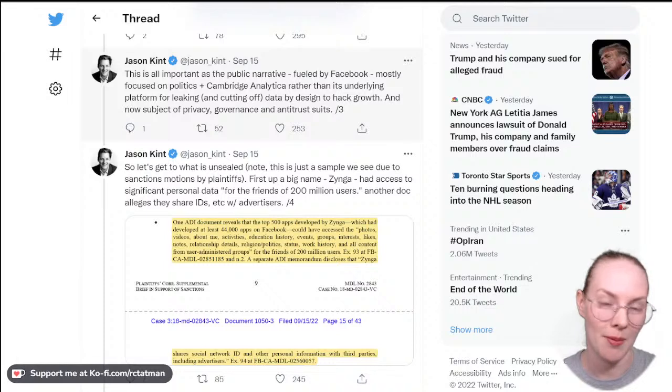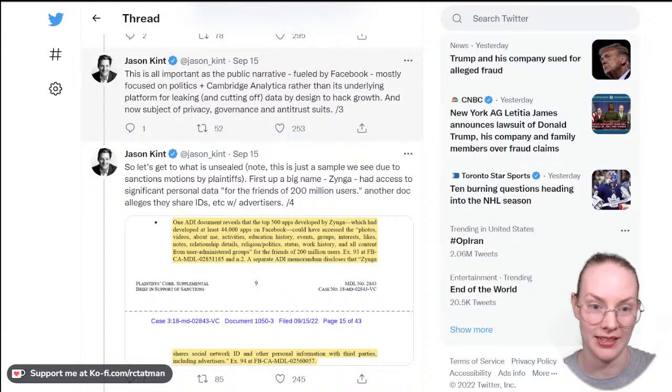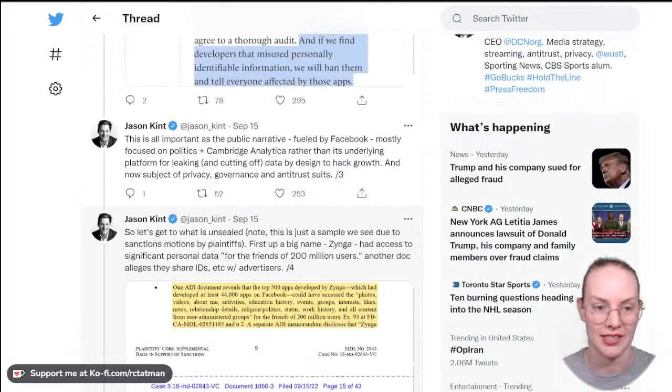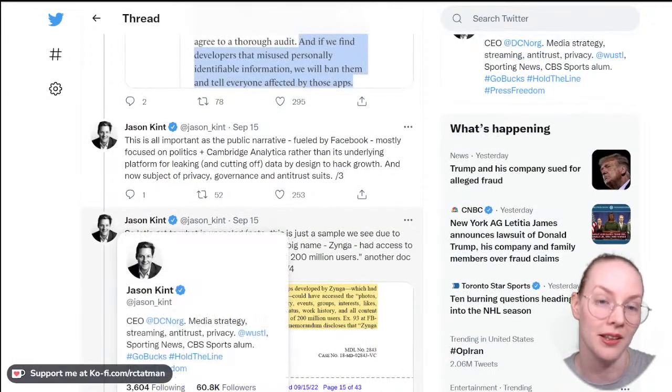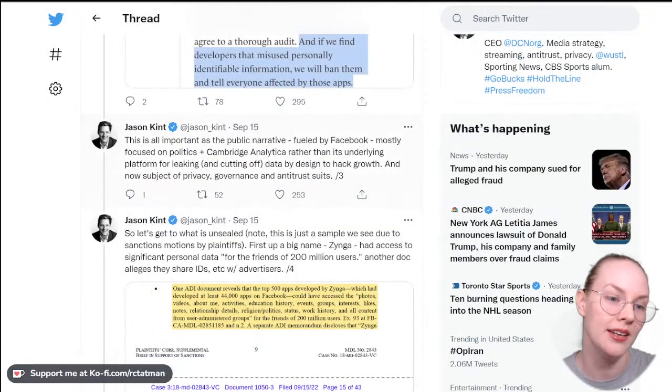So the public narrative fueled by Facebook mostly focused on politics and Cambridge Analytica rather than its underlying platform for leaking and cutting off data by design to growth hack, right? So basically the point of these documents is that they gave a lot of people a lot of data for basically no reason, to show growth.